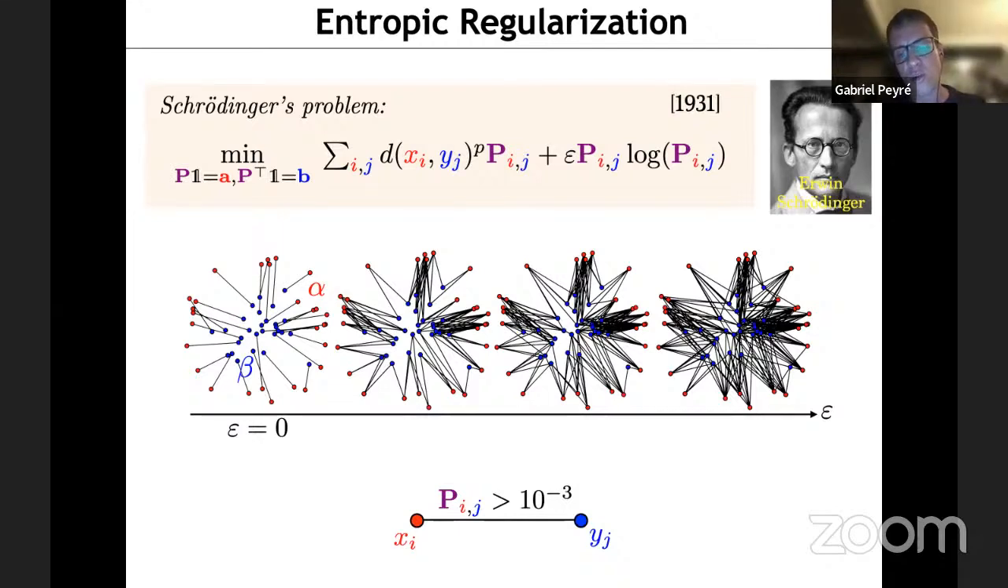So in order to understand what's happening, we just draw a little segment each time there is a Pij which is larger than, here, 10 to the minus 3. So if you set epsilon to 0, then you get back optimal transport, of course.